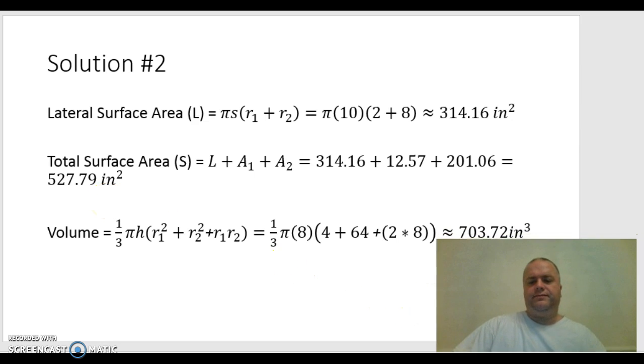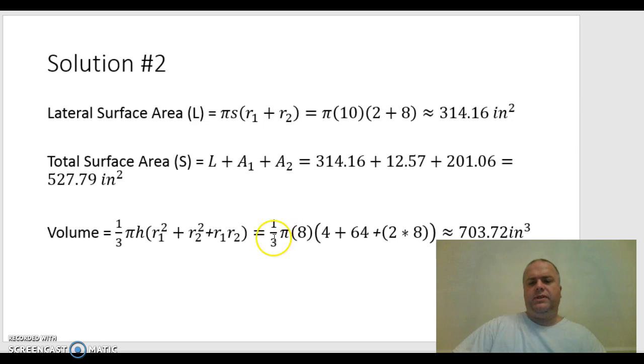Alright, with the volume here, this is going to be a little bit more complex, like we said earlier. So let's make sure that we plug all the numbers in correctly. So I just go straight from my formula. I plug in my height. I plug in the radius of my top circle squared, which is 2 squared, which is 4. The radius of my bottom circle squared, which is 8 squared, or 64, plus my radius of my top circle times my radius of my bottom circle.